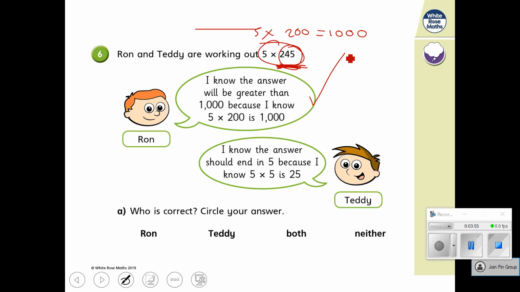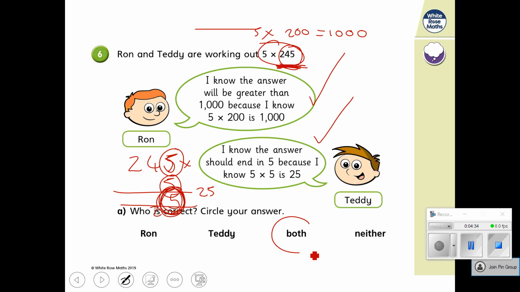Let's now have a look at Teddy. He knows that the answer should end in 5 because he knows that 5 times 5 is 25. I'm just going to show you this by writing it out as a written method. If I had 245 and I multiplied that by 5, when I multiply my 5 ones by 5, I am going to get 25. So we know that whatever happens, this digit here in the ones column is going to be a 5. So yes, he is correct too. So the answer is both.